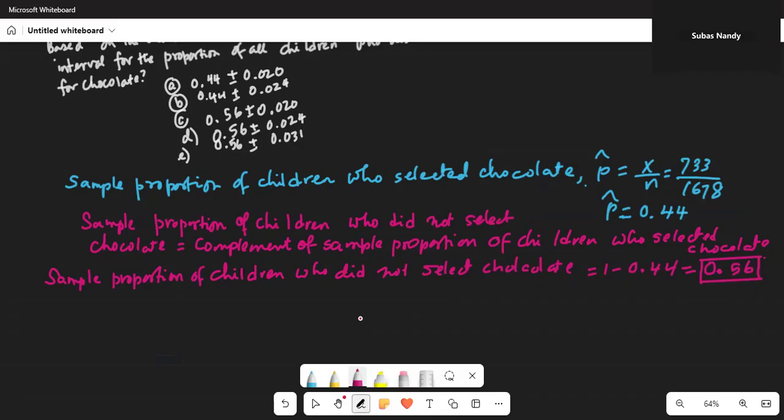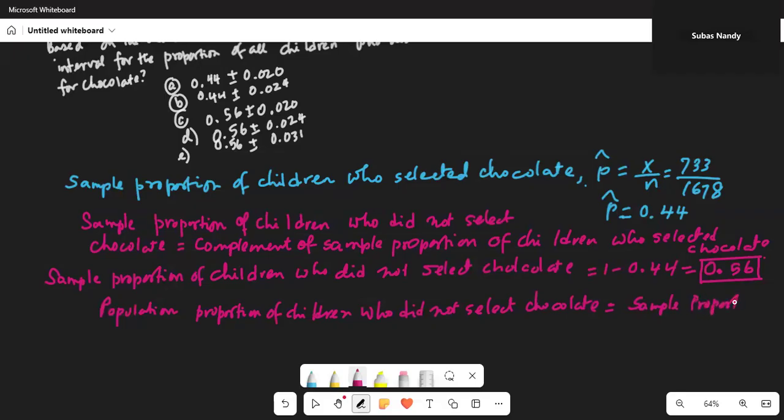Okay, so the population proportion of children who did not select chocolate will be equal to the sample proportion plus minus margin of error.